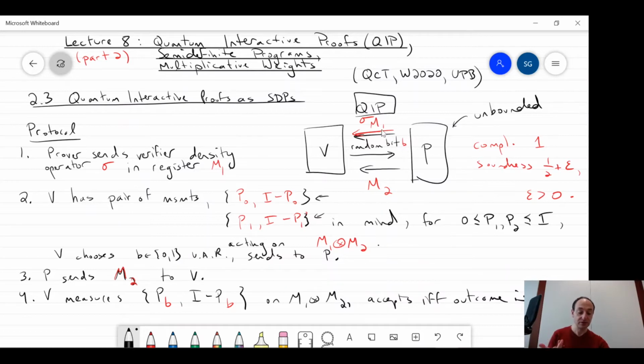So there's this notion of a commit, and then this random bit B is revealed. Once it knows B, and conditioned on the fact that it's already committed to this partial state sigma, now P can send some remaining message on M2 to try and clean up sigma as much as possible to make the verifier happy for whatever the random choice B was. That's the rough idea.